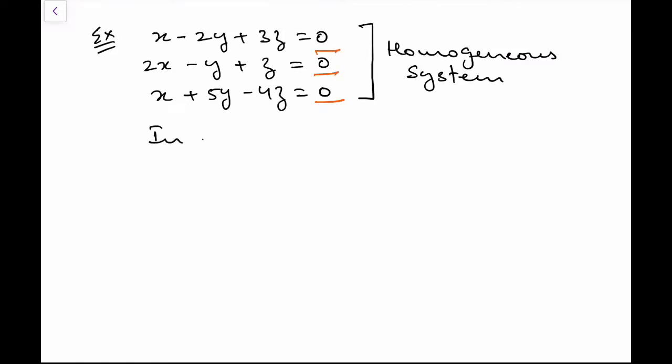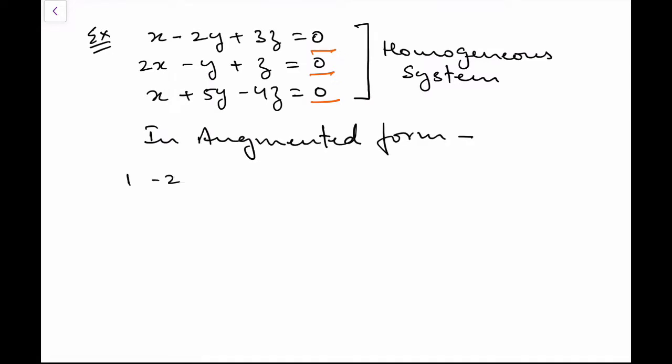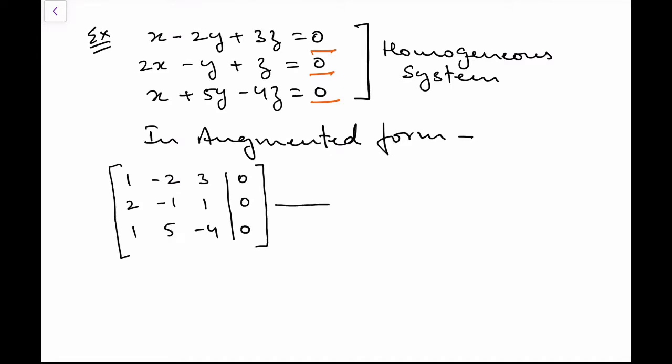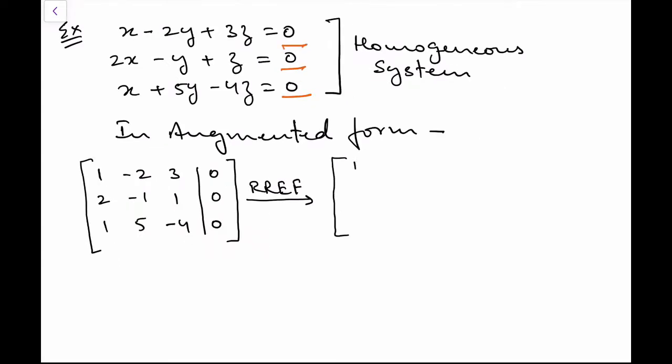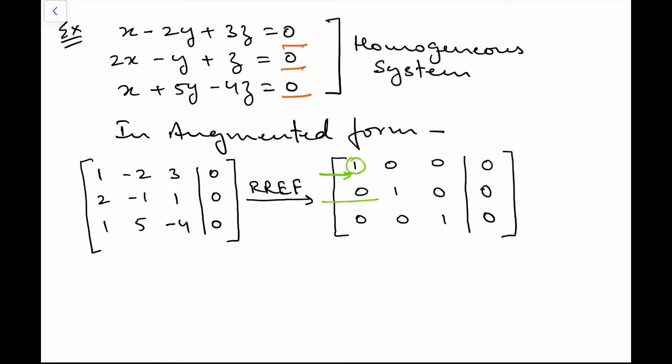So in augmented form or in augmented matrix, we can write it as 1 minus 2 3, 2 minus 1 1, 1 5 minus 4, augmented by 0 0 0, and in RREF it will be 1 0 0, 0 1 0, 0 0 1, augmented by 0 0 0. So the leading entries for each row are 1. So these are the pivots, and pivot is the only non-zero entry in their respective columns. So all these three columns are pivot columns.